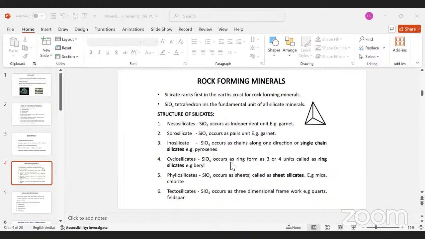Be3Al2Si6O18, with six tetrahedra. Almost it is a ring structure, a ring-like structure it has. So we will call it cyclosilicate, which means it is a ring.